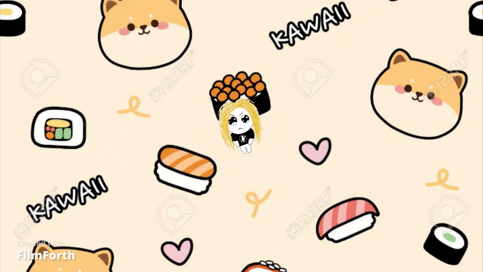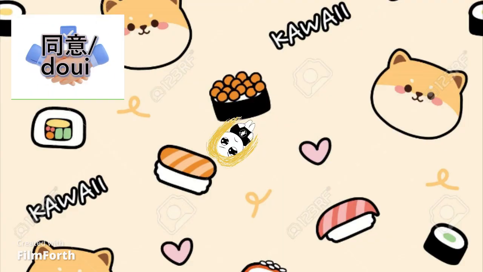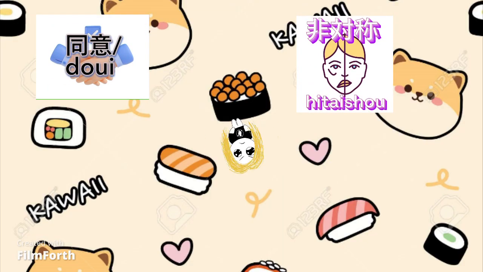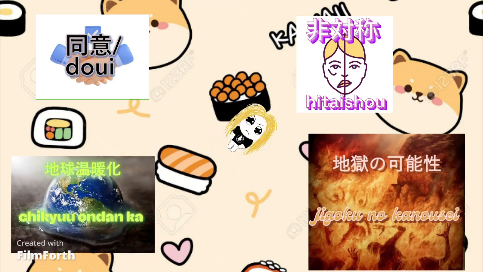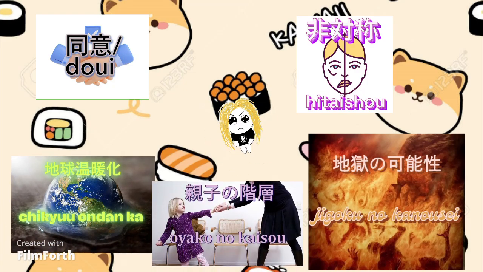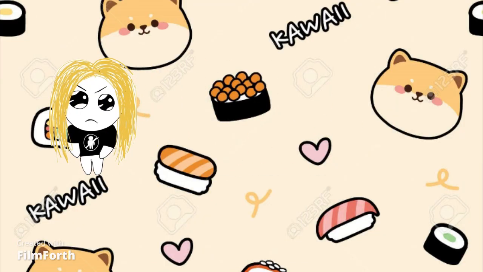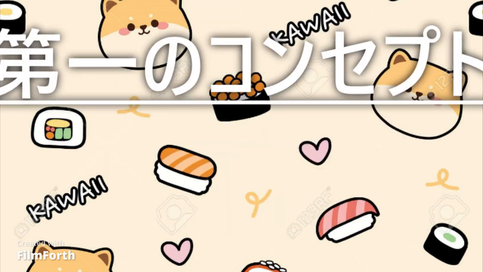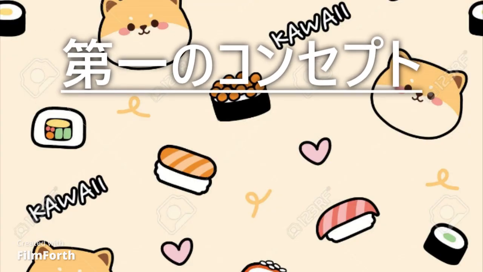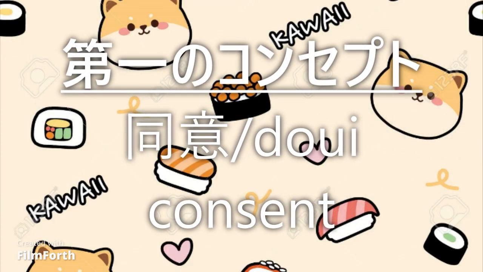Now that we've gotten that out of the way, it's time to dive into the concepts of doi, Hitaisho, Jigoku no Kanosei, Chikyu Ondanka, and Oyako no Kaiso, regarding how they relate to the topic. We will look at these things and learn how useful vocabulary surrounding them works, and do a shadowing exercise at the end of each. Dai ichi no concepto, doi, consent.